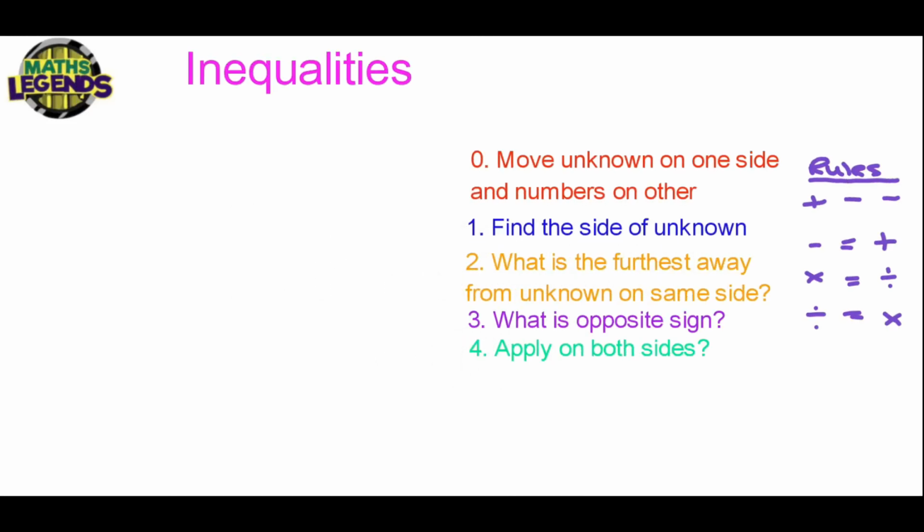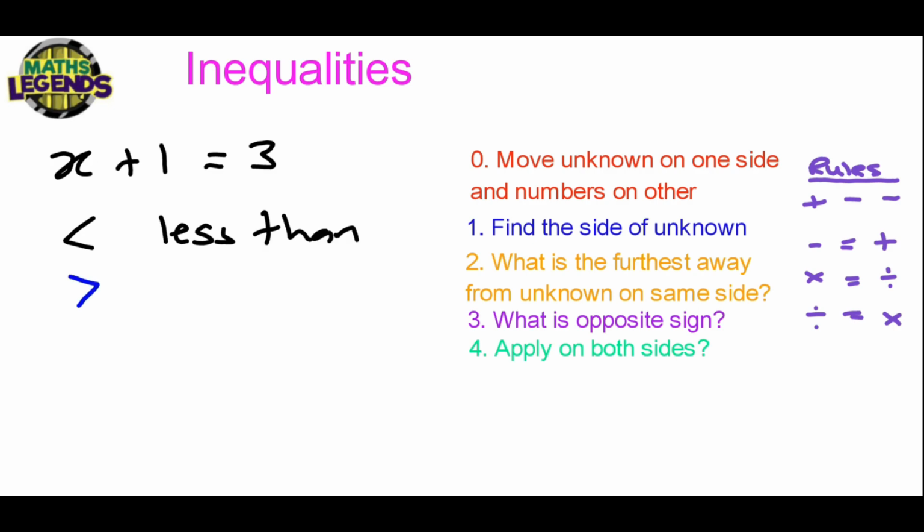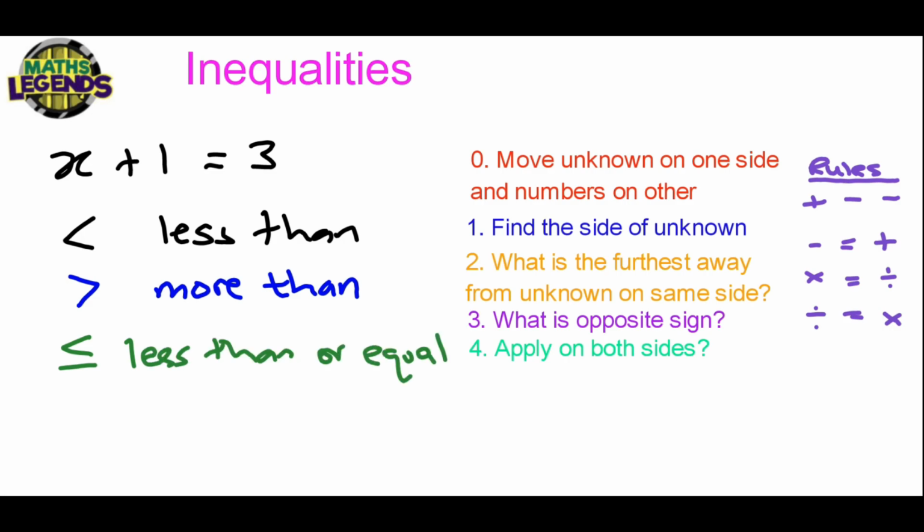Inequalities. So firstly, what are inequalities? An inequality is an equation. For example, if we write x plus 1 equals 3, this is saying it's equal to 3. But if we change that symbol to this one, it means less than. Or we change it to this symbol here, which means more than. Or we can do the same symbol, less than, with a line underneath, and this means less than or equal. And similarly, this one means more than or equal to.